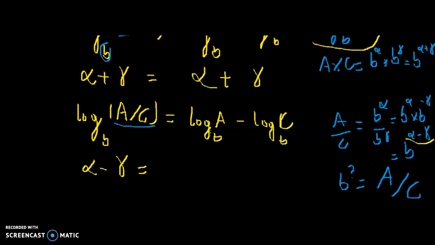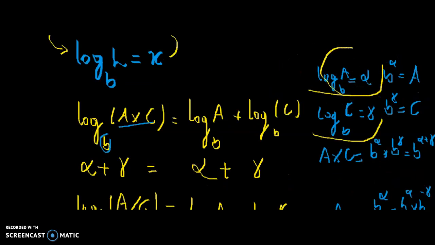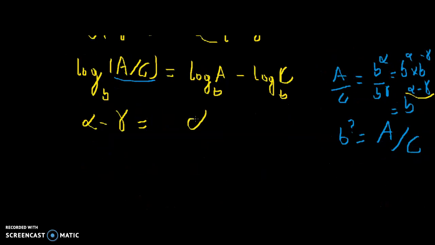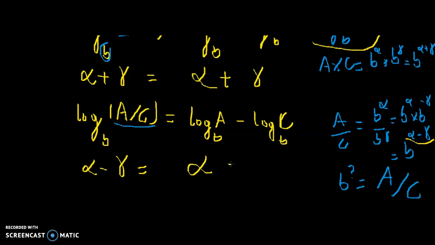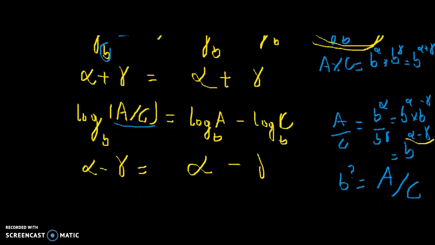And on this side, what we have is the logarithm of a on the base b, which, here again, is alpha. And the logarithm of c on the base b is gamma. So again, it's very simple to see that when I have the logarithm of a divided by c on the base b, I can rewrite it as the difference between the logarithm of a on the base b and the logarithm of c on the base b.